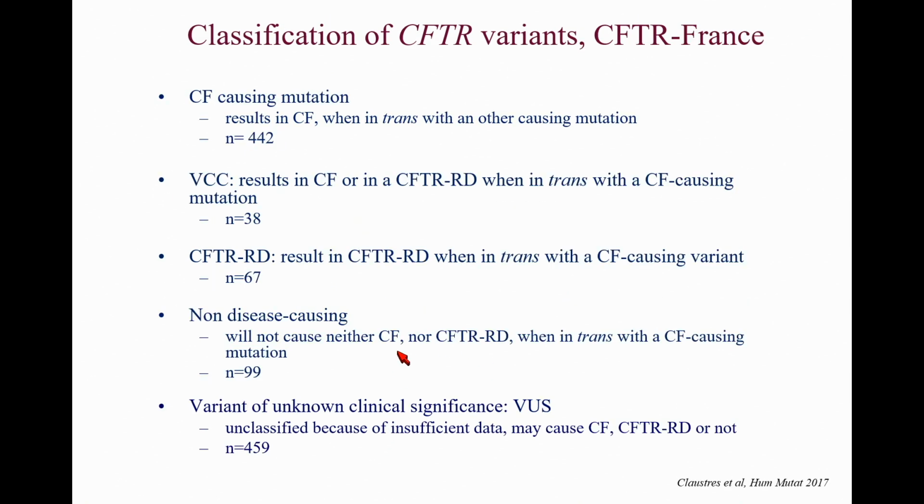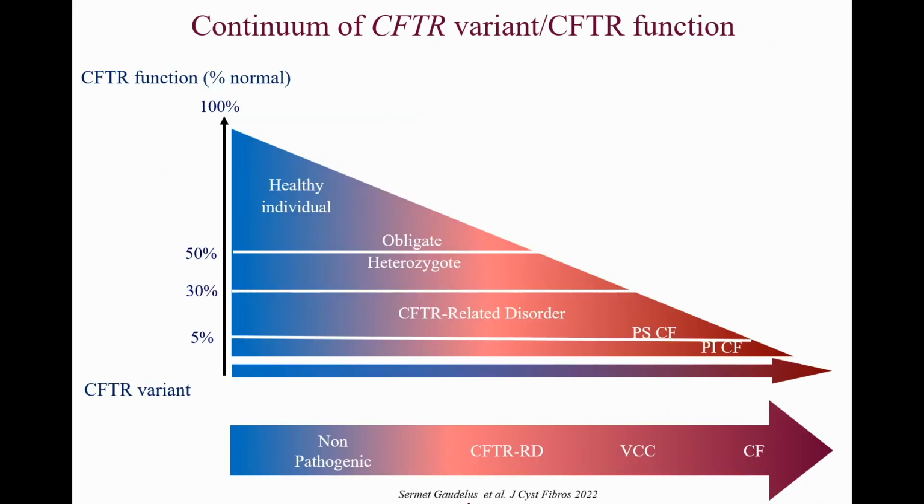So to avoid this confusion, CFTR France adds a new class, CFTR-RD variants, which result in CFTRD when in trans with the CF-causing variants. And this leads to a better targeted definition of the VCC variants, which result in CF or in CFTR-related disorder when in trans with the CF-causing variant, and also highlights the non-disease-causing variants, which will cause neither CF nor CFTRD when in trans with the CF-causing mutation or variant.